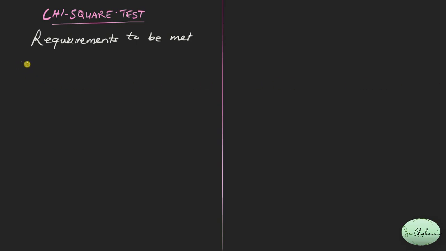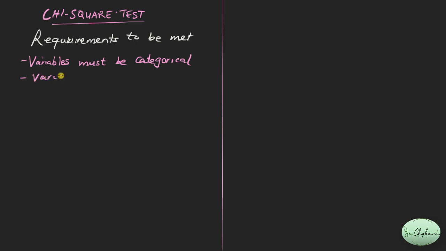Number 1 is that the variables, like I said in the first video of this series, must be categorical, meaning that they have to be nominal or ordinal. Number 2 is that the variables must have at least 2 categories, right?